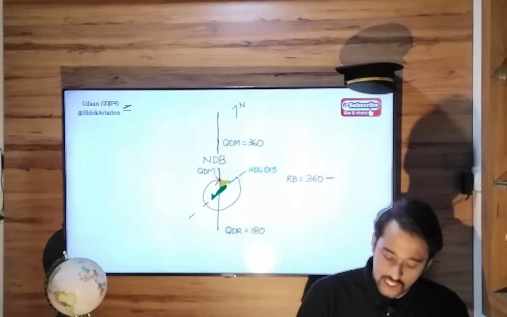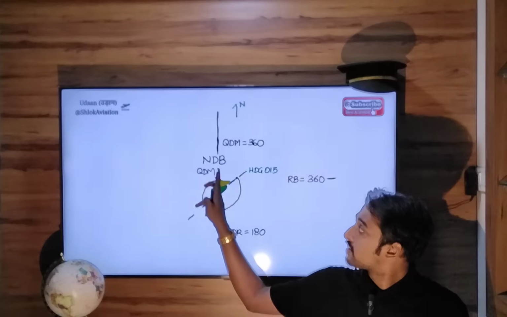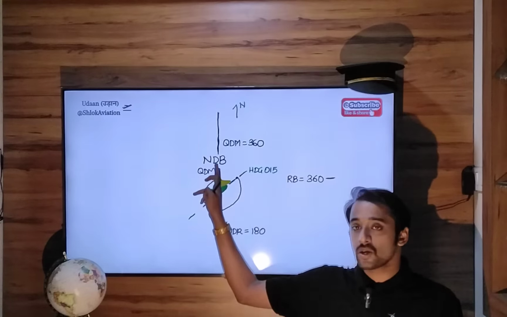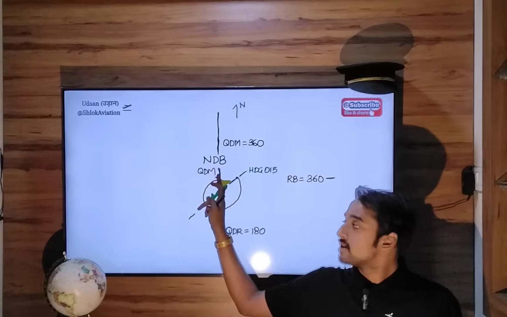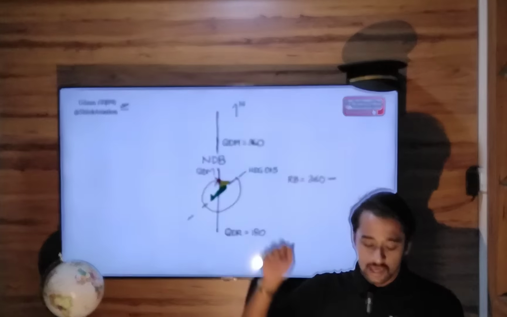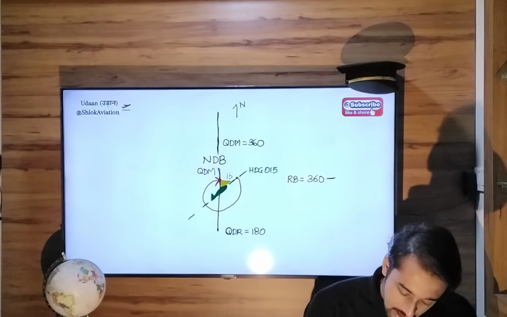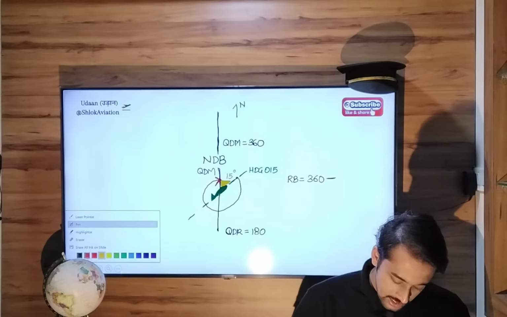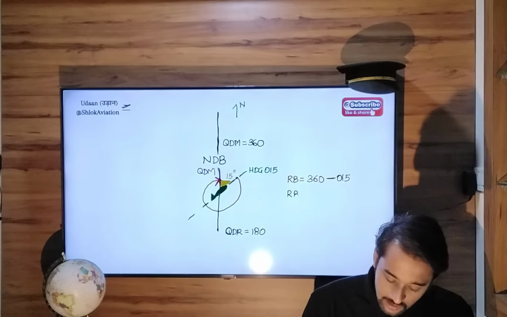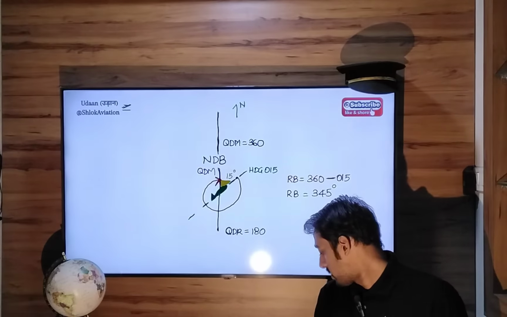Which will be how much? QDM is 360, and this is 015. 360 is nothing but 000. The angle between 000 QDM and 015 heading is 15 degrees. So the entire 360 minus 015, so relative bearing will be 345 degrees.